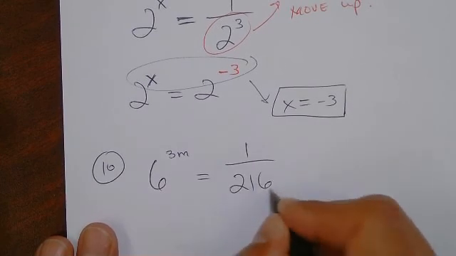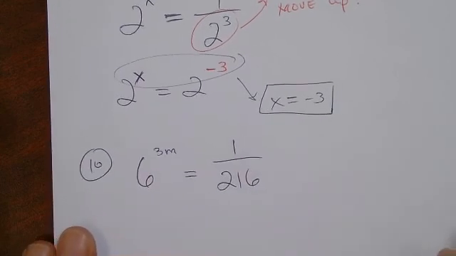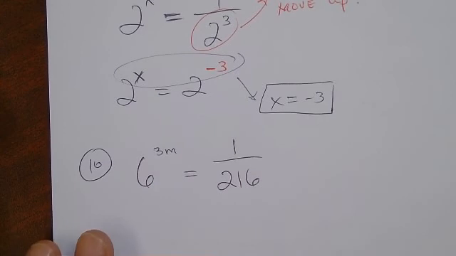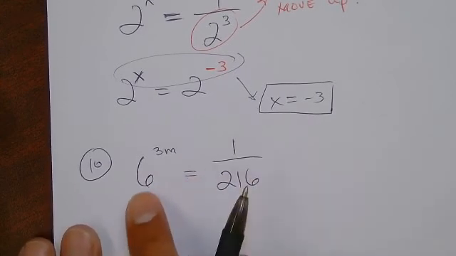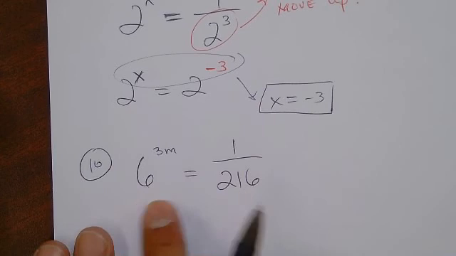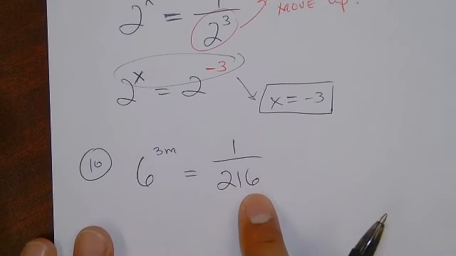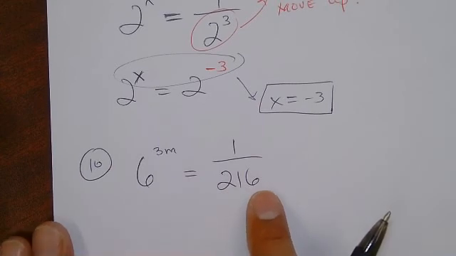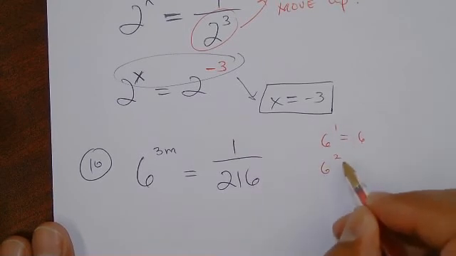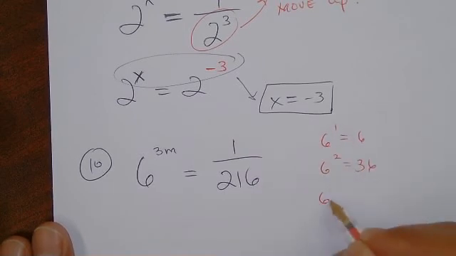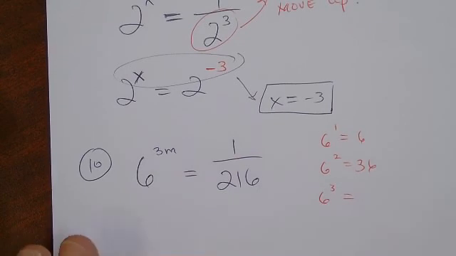Okay, 10. 6 to the power of 3m is equal to 1 over 216. Well, I know what my base is going to be. Everybody see this one's a 6 right here? So I got to find a way to write 216 with a base of 6. Anybody know what that is going to be?